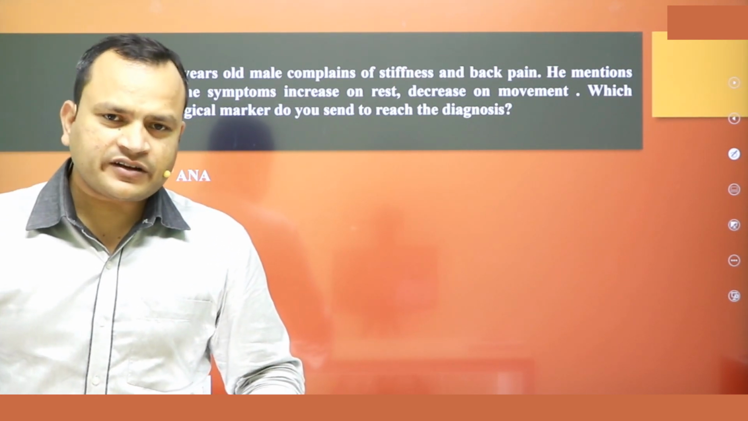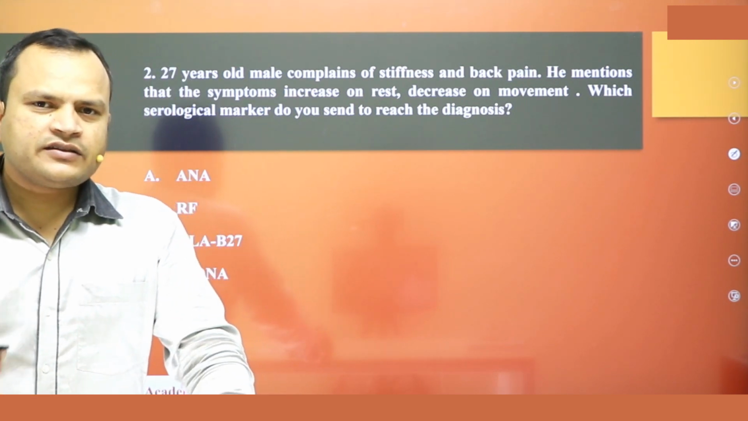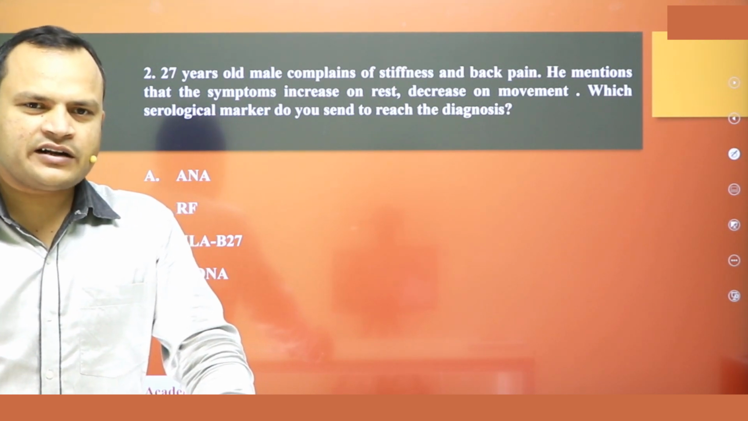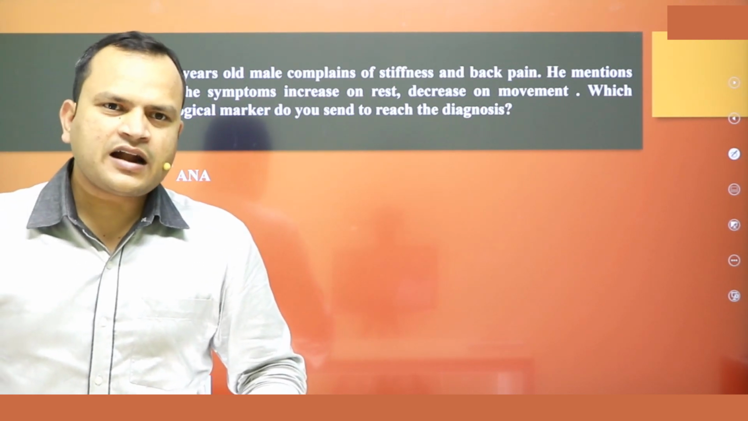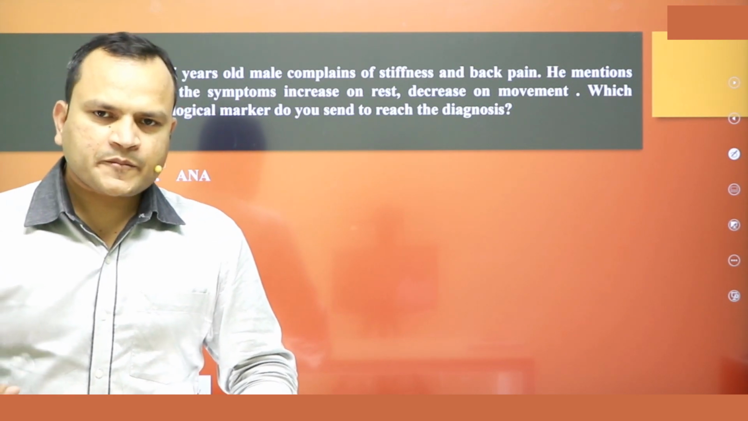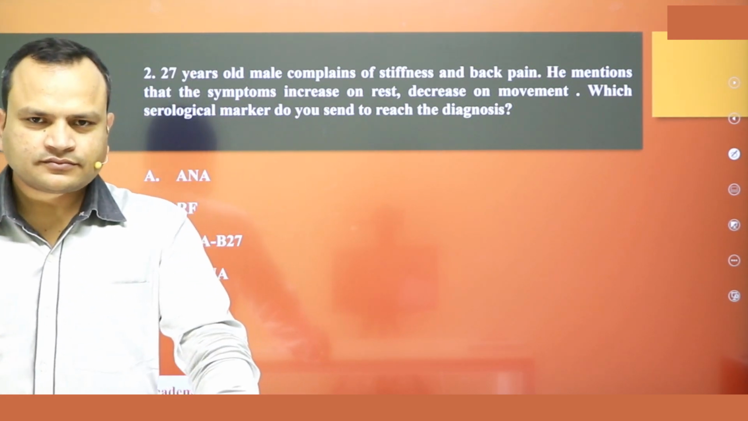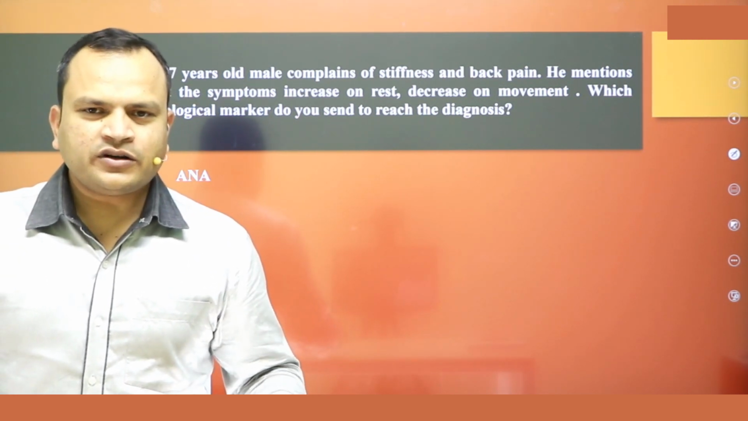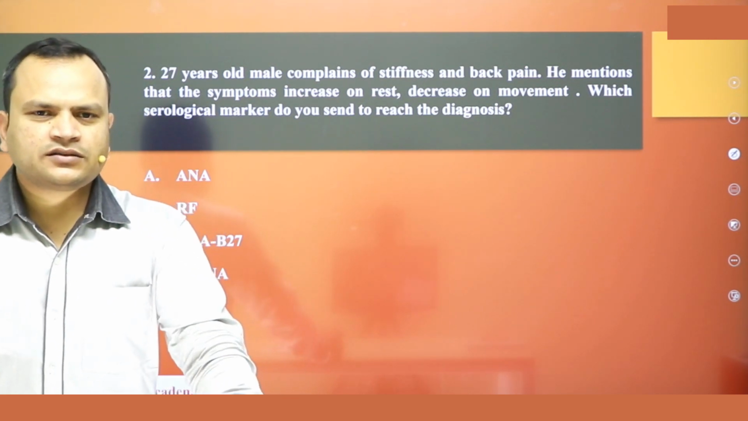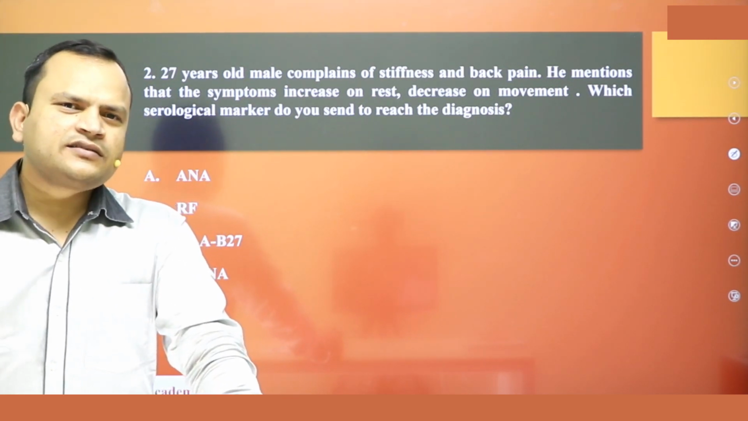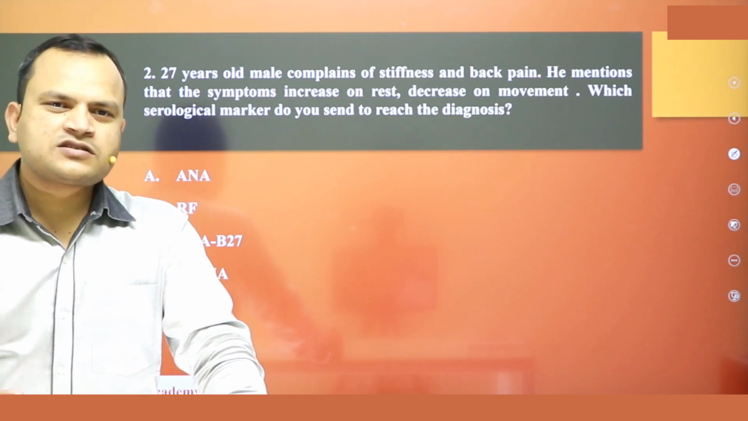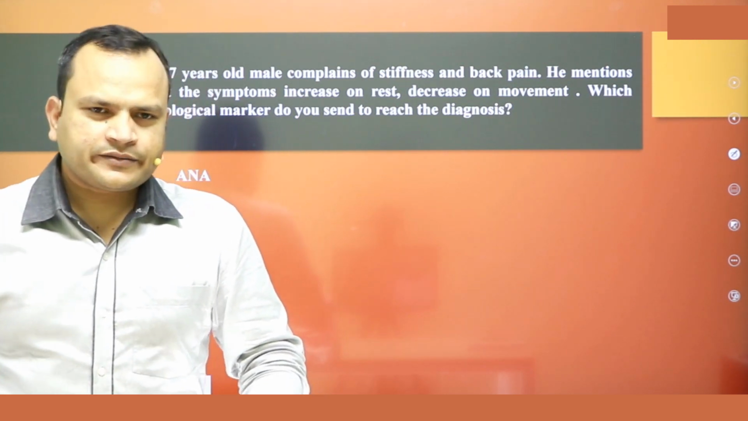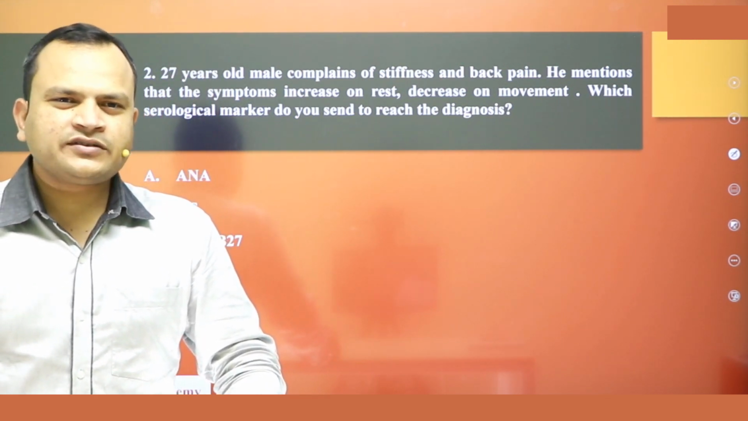where the symptoms increase on rest, or even rheumatoid arthritis. Even in case of rheumatoid arthritis, the symptoms increase on rest and decrease as we go on moving the joints. The other diagnosis like osteoarthritis improves on rest and worsens on movement. So, we have two diagnoses left: one is rheumatoid arthritis and the other is ankylosing spondylitis.